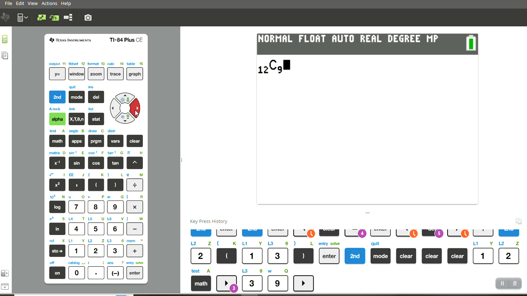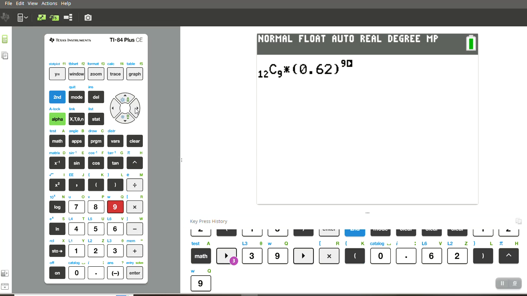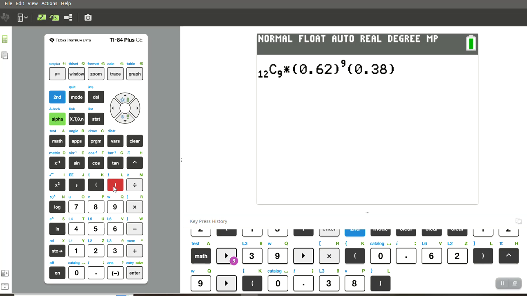I have to get out of that little subscript land to indicate multiplying that by the probability of success, which is 62%, raised to the 9th power. And again, I have to get out of superscript mode to now multiply that by the probability of failure, that someone doesn't use their smartphone in classes or meetings, to the 12 minus 9 power, which of course is 3.